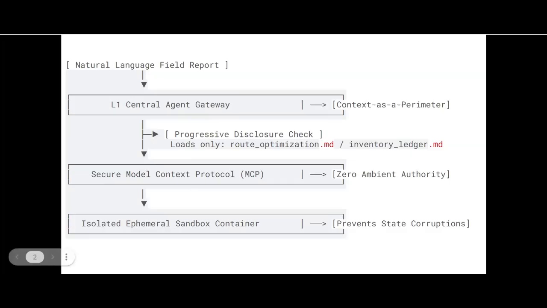Second, we implement the Model Context Protocol, or MCP Server. The agent never writes raw database connectors. It discovers pre-validated database bindings natively.